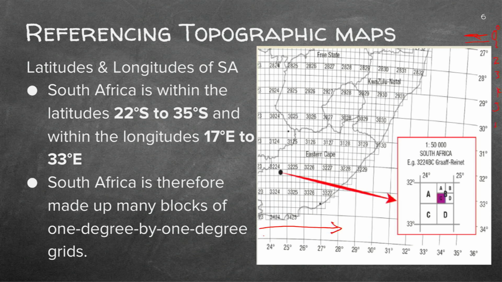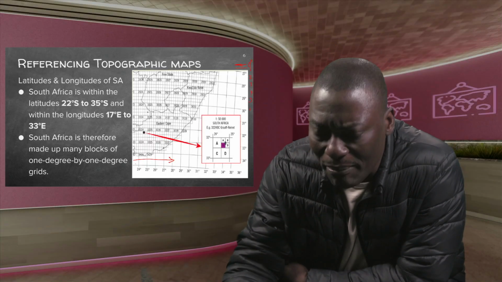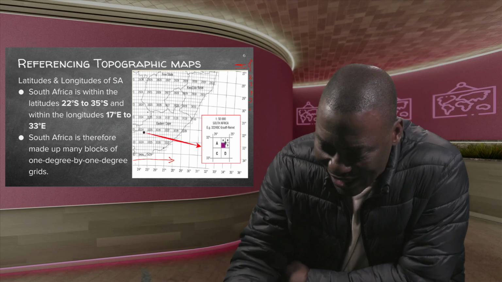So in South Africa, our latitudes span between around 27 and close to 35. Those are our latitudes. And our longitudes span between about 20 and around 32, all east of the Greenwich Meridian. So every place in the country is made up of longitudes and latitudes, and we define points by their longitudes and their latitudes.